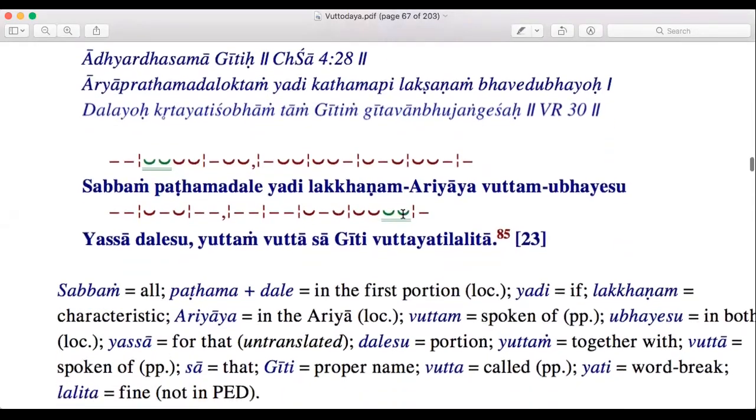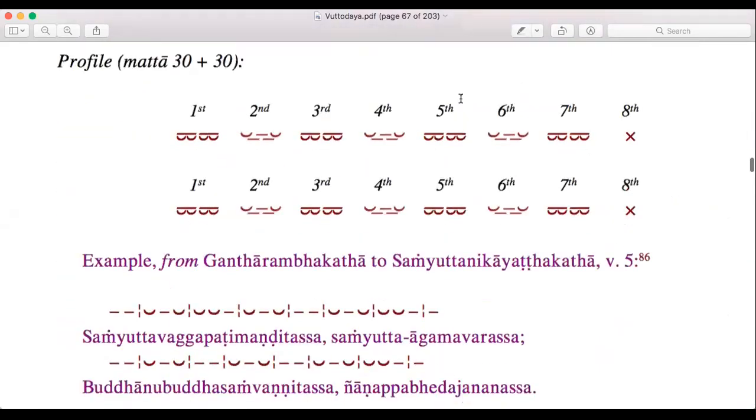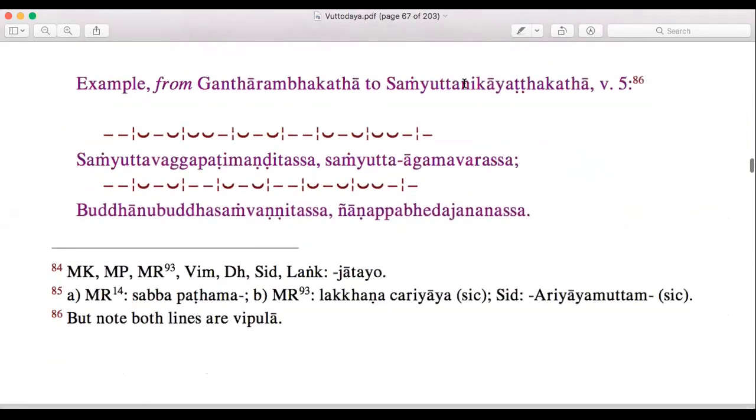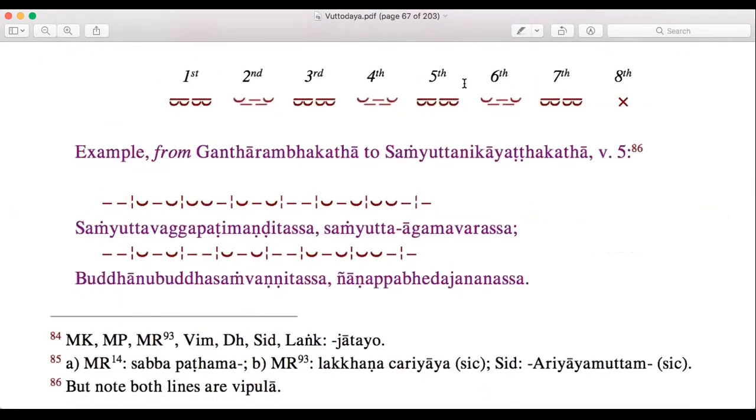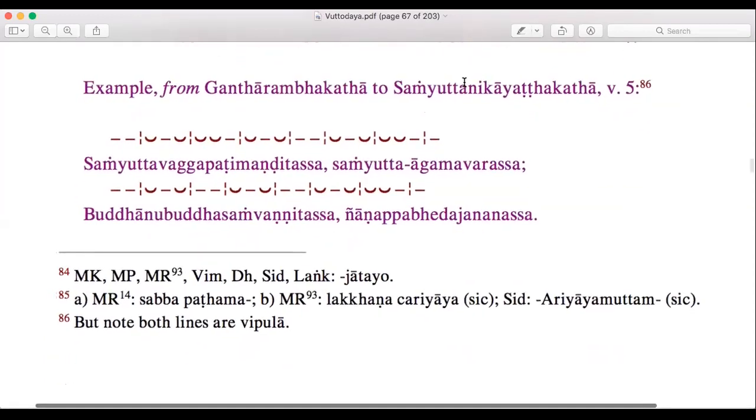So we finished the Giti part, and we are now going to the second verse of the Giti chapter, and there is an example. There is an example from the Gantharamba Katha of Sanyutta Nikaya Atthakatha. We know Sanyutta Nikaya is the third Nikaya among the 5 Nikayas. So in the commentary of the Sanyutta Nikaya, there is a verse, and that is an example for Giti.